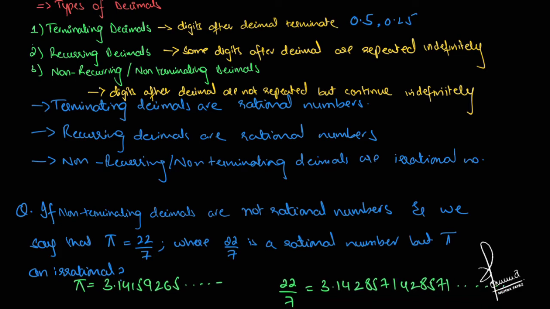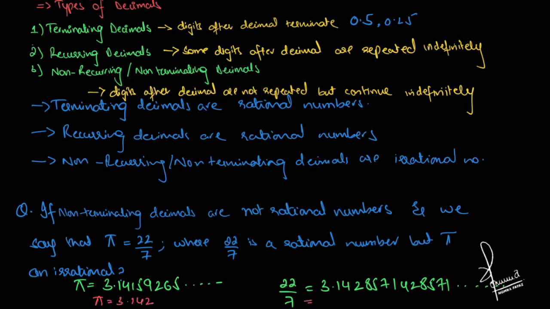the exact value of 22/7 is 3.142857 142857. It is a recurring decimal. Pi is not exactly equal to 22/7, but it's close enough. When you round off pi to 3 decimal places, you get 3.142.